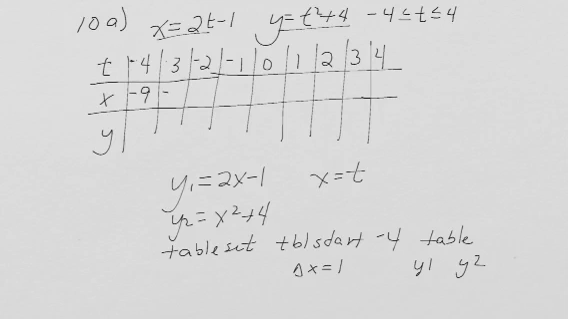So it'll go -9, -7, -5, -3, -1, 1, 3, 5, 7, and then we would get 20, 13, 8, 5, 4, 5, 8, 13, and 20. So we have our x coordinates, our horizontal coordinates, and y, our vertical coordinates at each of these given time points. So the next thing that we would need to do is graph those.